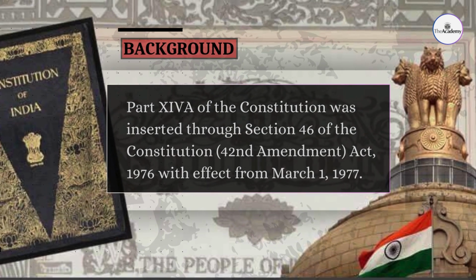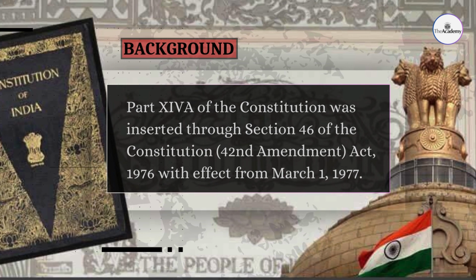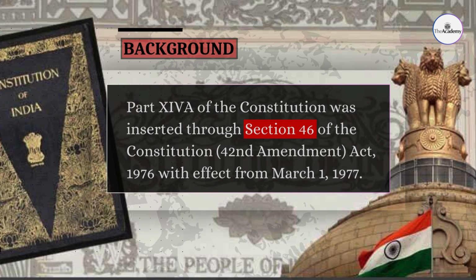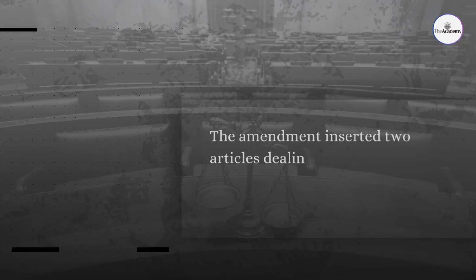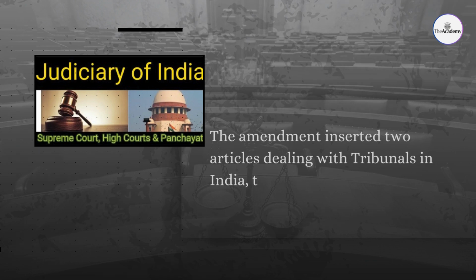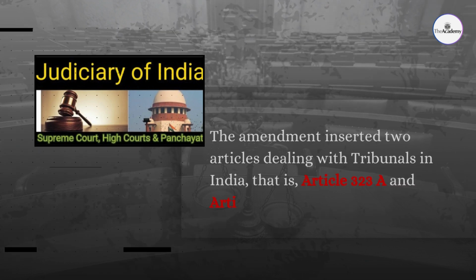Background: Part 14A of the Constitution was inserted through Section 46 of the Constitution 42nd Amendment Act of 1976 with effect from March 1, 1977. The amendment inserted two articles dealing with tribunals in India, that is, Article 323A and Article 323B.